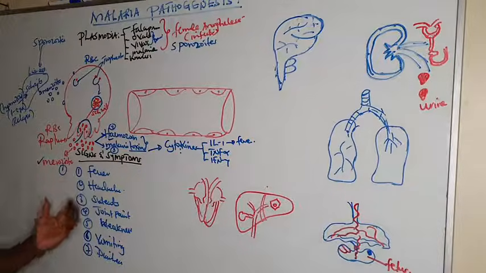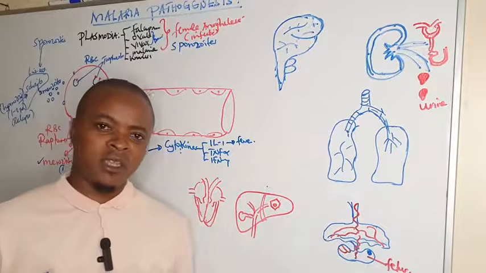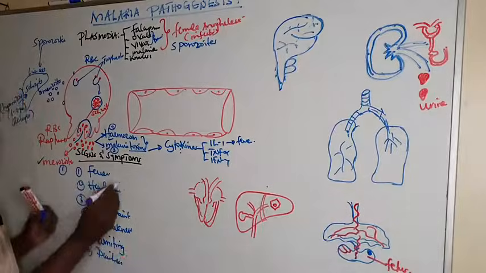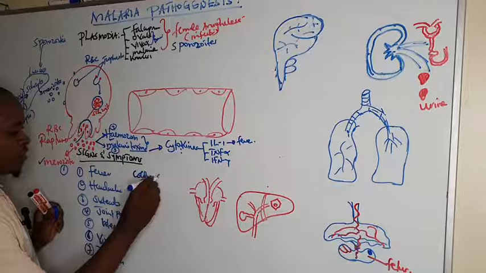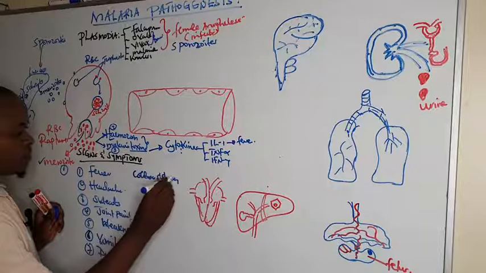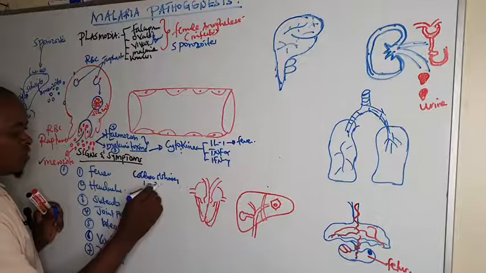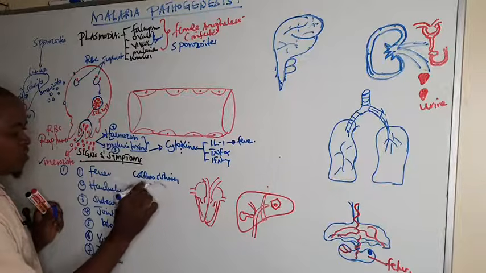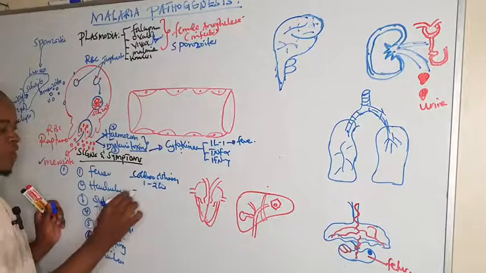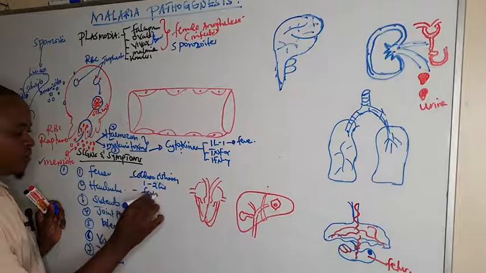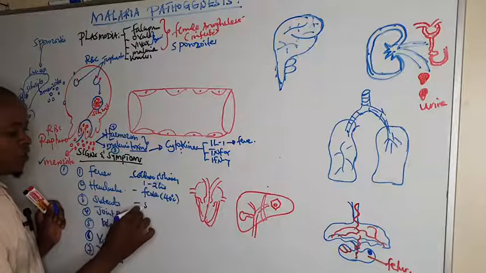In some malaria, like Plasmodium falciparum, we see what we call malaria paroxysms, whereby it will start with coldness and shivering, which lasts between 1 to 2 hours. Then it is followed by fever. This fever can even go up to 40 degrees centigrade. Then it is followed by sweating.